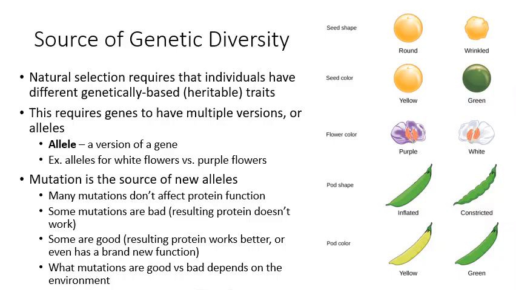Then you have some mutations that break the protein that the gene makes. And then occasionally you have mutations that actually give you a version of the protein that works better than before. And very, very rarely you'll have a mutation that gives a protein that has an entirely new function that it didn't used to have. Those kinds of mutations are going to be selected for in natural selection and passed down to offspring.